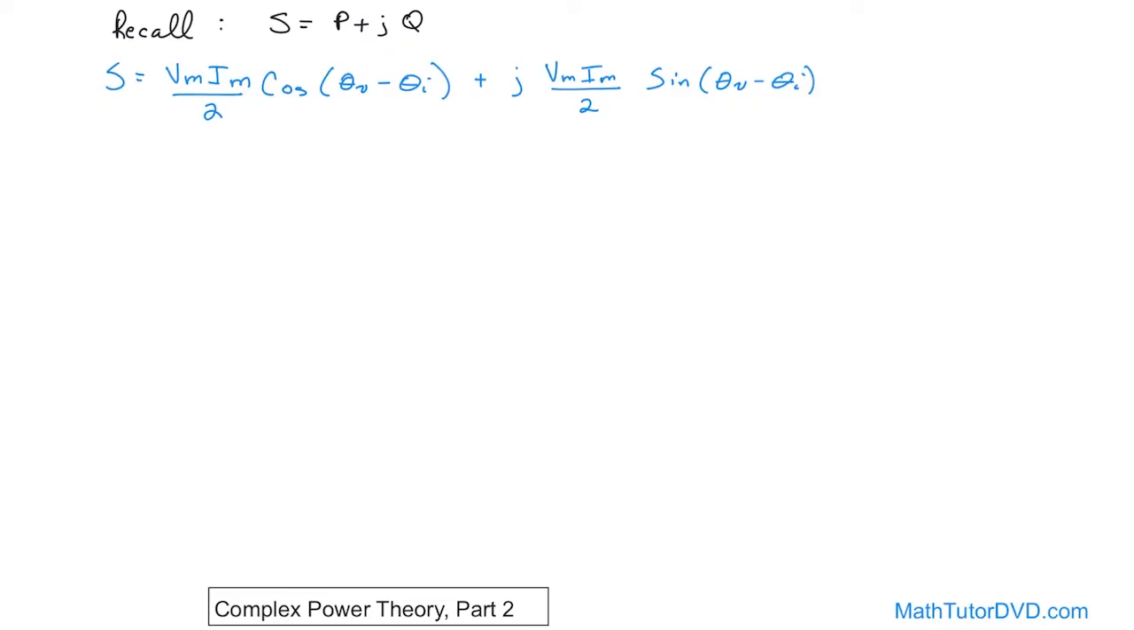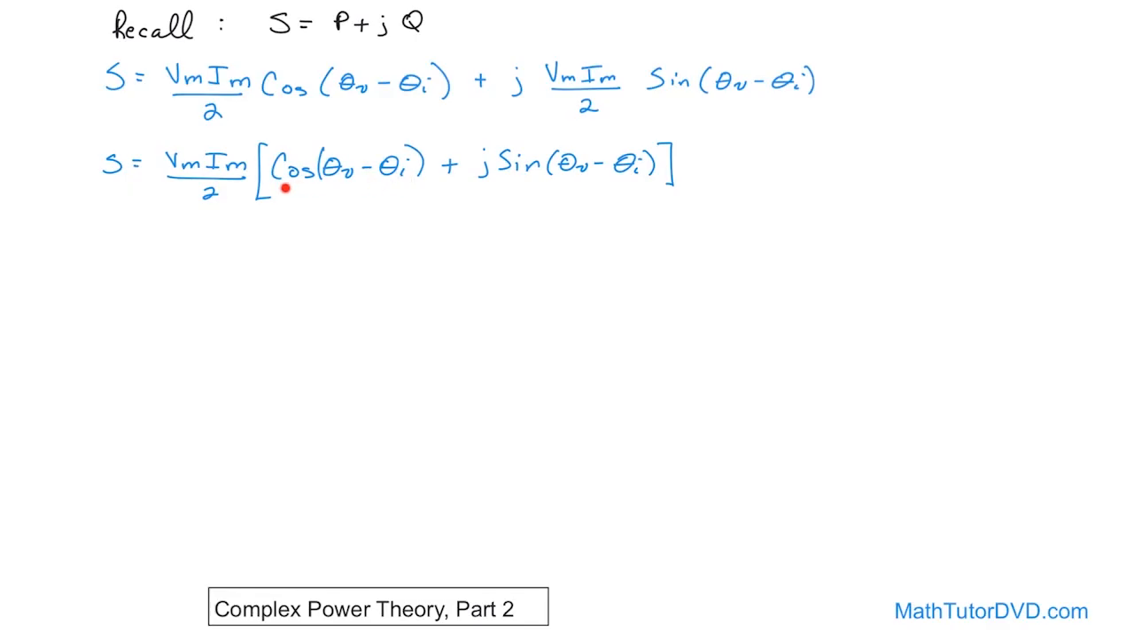Now let's do a little bit of simplification. You see we have this term here, which is exactly the same as this term here. So we're going to factor those out and see where we go. S is equal to Vm Im over 2, and we'll open up a pair of brackets, and inside we'll have cosine of theta V minus theta I, plus j times the sine of theta V minus theta I, and we'll close the brackets off. Where we're trying to go here is to show you that this is basically a phasor.